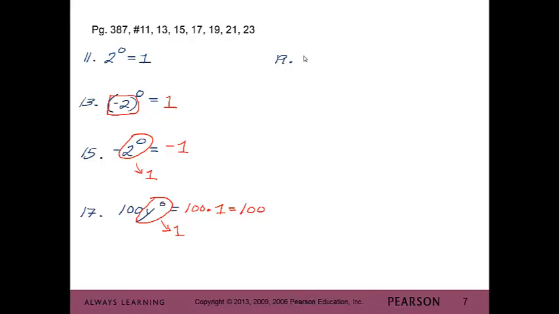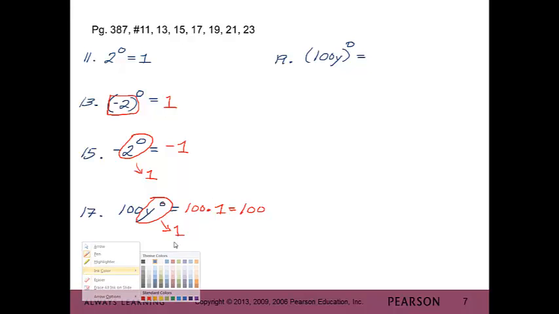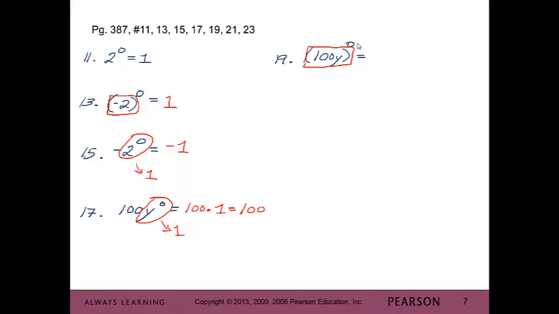Number 19, so we have 100y, all inside parentheses, raised to the 0th power. So remember, anything raised to the 0th power is positive 1. This time everything is inside parentheses and is raised to the 0th power, so this is going to come out to be positive 1.